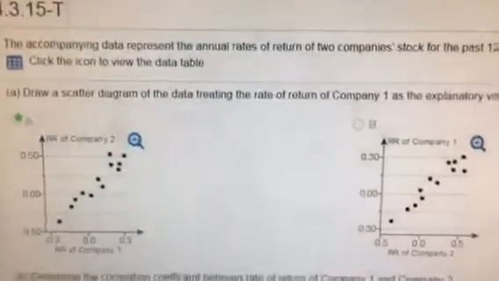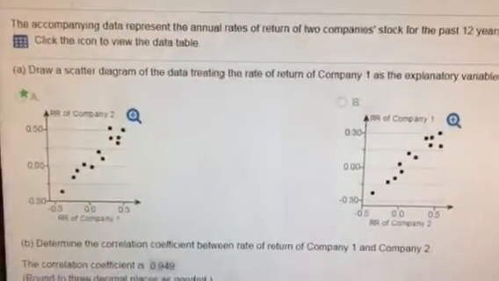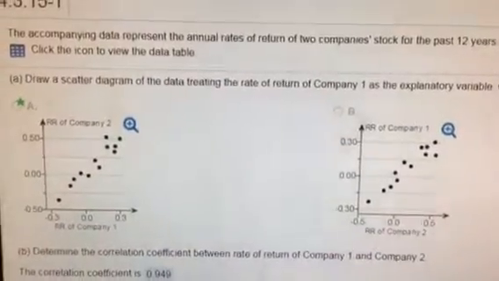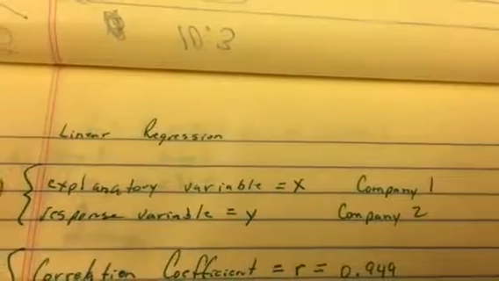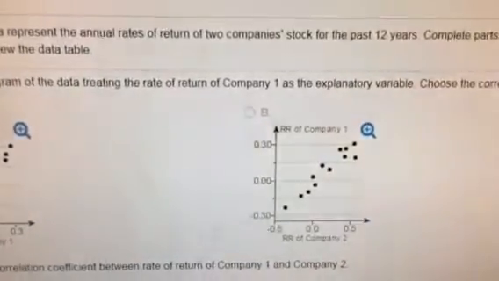So notice we opened up the data, and what we want to do, the first problem says draw a scatter diagram. Now if you remember in algebra, your horizontal axis is your x-axis and your vertical axis is your y-axis. Well, in linear regression, the x is called the explanatory variable and the y is called the response variable. In this particular problem, in part A, it tells you to treat company A as the explanatory variable. So what we're going to do is we'll let x be company 1 and y be company 2. And so we're going to create a scatter diagram.